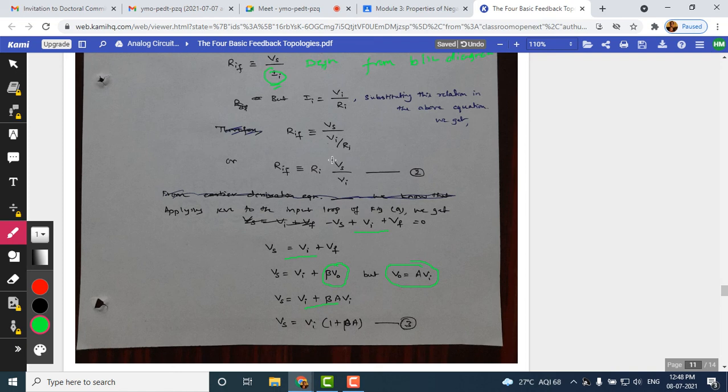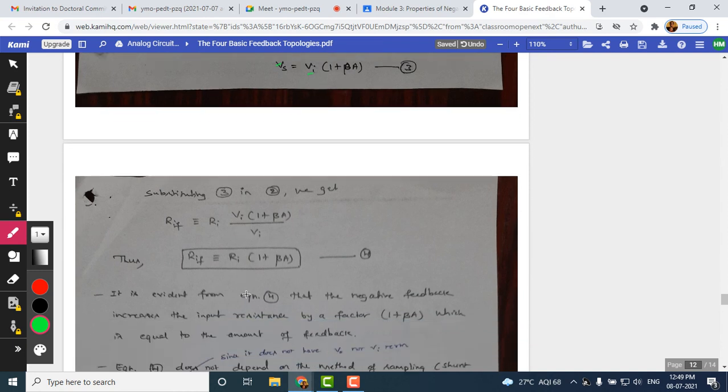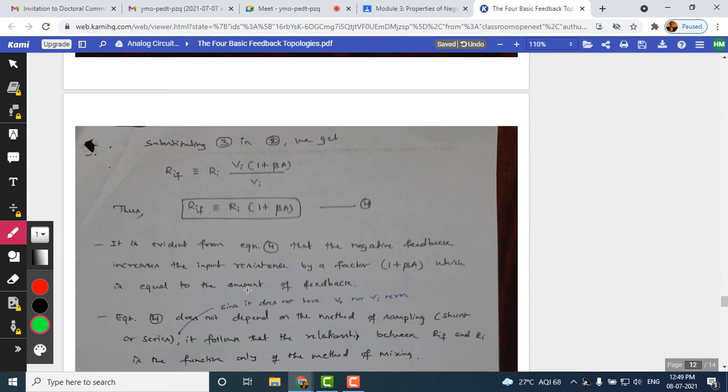Now you can see here we have Vs by Vi, right? Here also we have Vs and Vi. So the ratio of that gives you 1 plus A beta. So the final equation for RIF, after substituting, is RI into 1 plus A beta. This is the end result which is important for us. So for the voltage amplifier or series shunt feedback topology, input impedance with feedback is nothing but input impedance without feedback into 1 plus A beta. This is the derivation which you should remember.